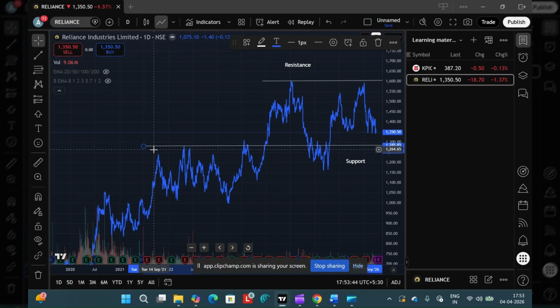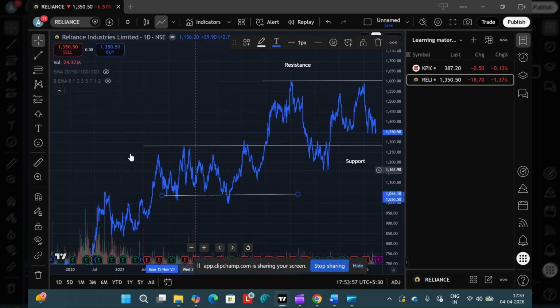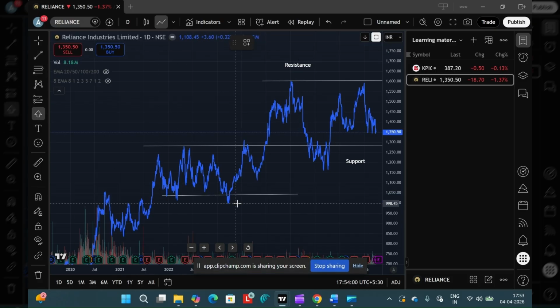Here you can see from 2021 to 2023-24, Reliance was trying hard to break the levels of 1300, but it wasn't able to. On the other hand, it was also not breaking the support of 1000 levels. If someone would have purchased it at the levels of 1000 and waited till it breaks the resistance of 1300, he or she would have been rewarded up to a price of 1600, from 1000 rupees to 1600 rupees. That was a 60% jump. That's how resistance and support work.